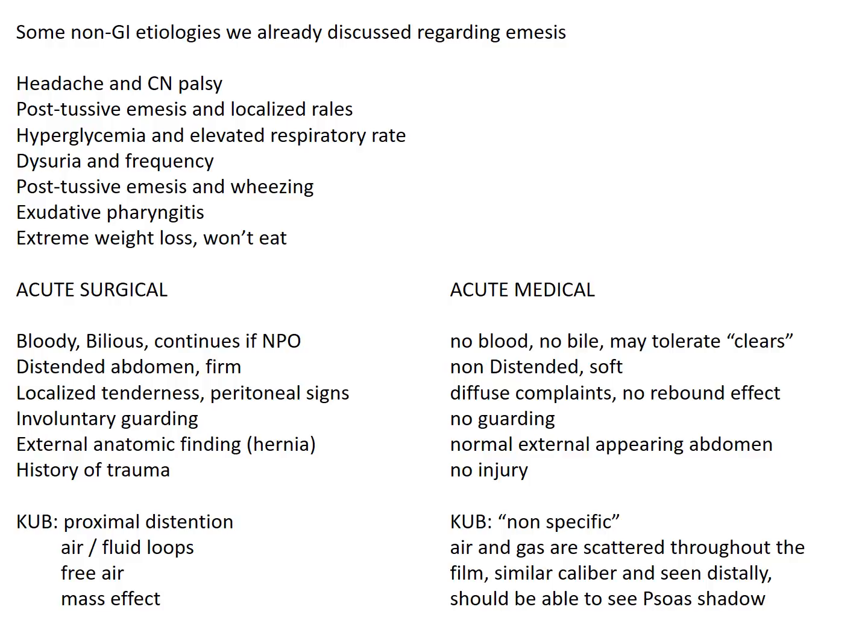Individuals having medical causes of emesis, they still may puke blood or bile, but that individual may be able to tolerate clear fluids. Usually the abdomen is non-distended and soft, no rebound findings, no guarding. And the KUB may be non-specific in that there could be air and gas scattered throughout, but you don't see anything suggestive of an obstruction.